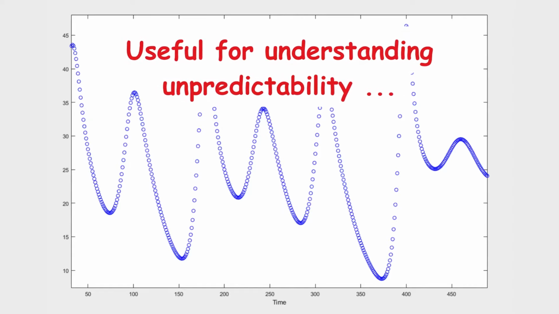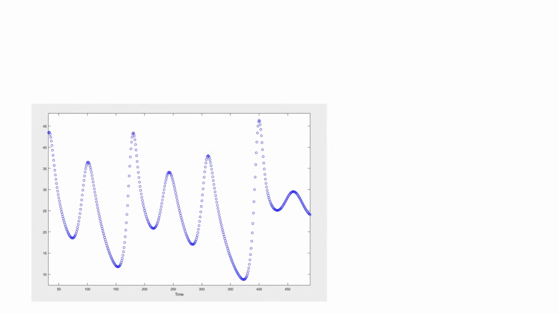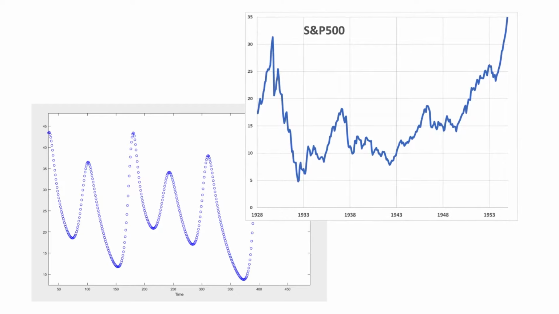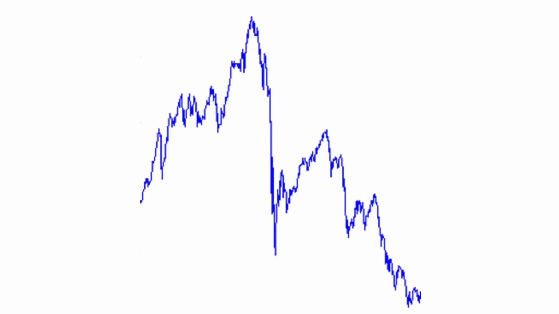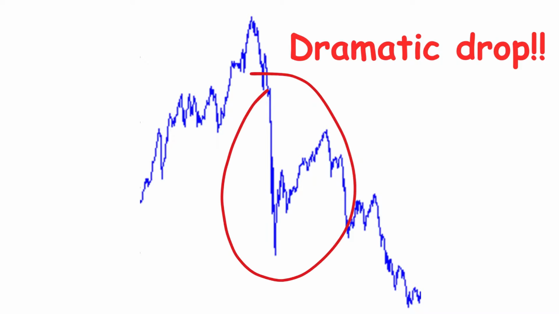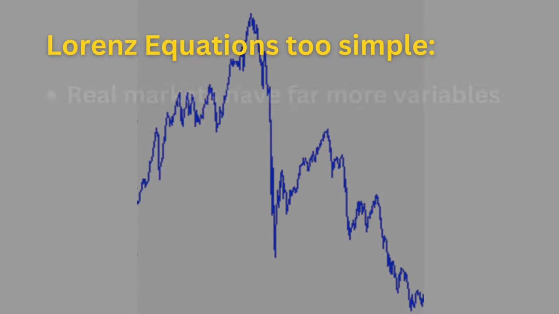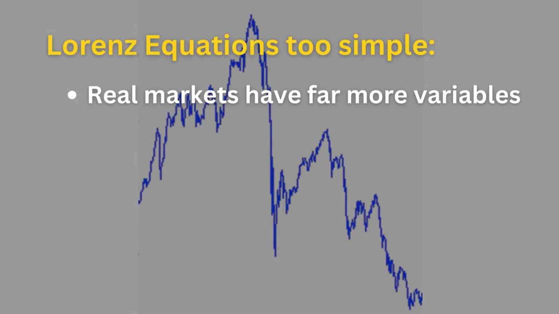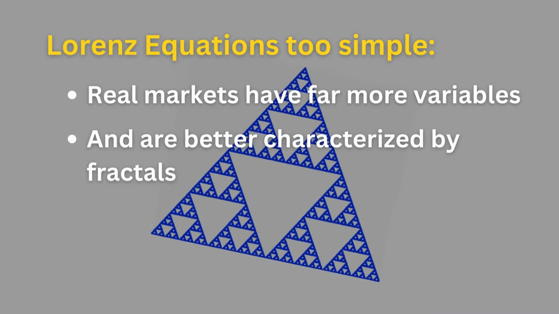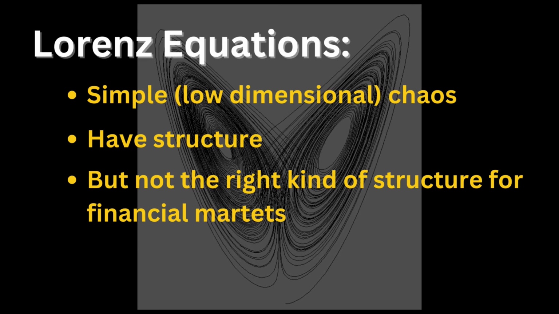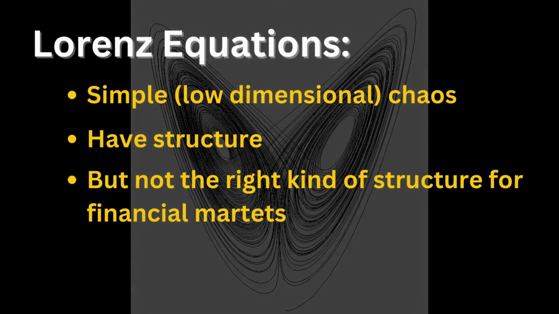This is all very promising for a chaotic model of stock market behavior, but if we compare this to how the actual stock market looks, we see immediately that there are big differences. Stock market time series are much spikier, and also exhibit dramatic movements in compressed time frames. We can't explain or simulate these with a simple chaotic system like the Lorenz equations. The reason for this is that the Lorenz model is far too simple compared to the complexity of real financial markets. Data from financial markets and many other complex systems are much better characterized by fractals. So simple chaotic systems have structure, but it's not enough of the right kind of structure to describe financial markets.